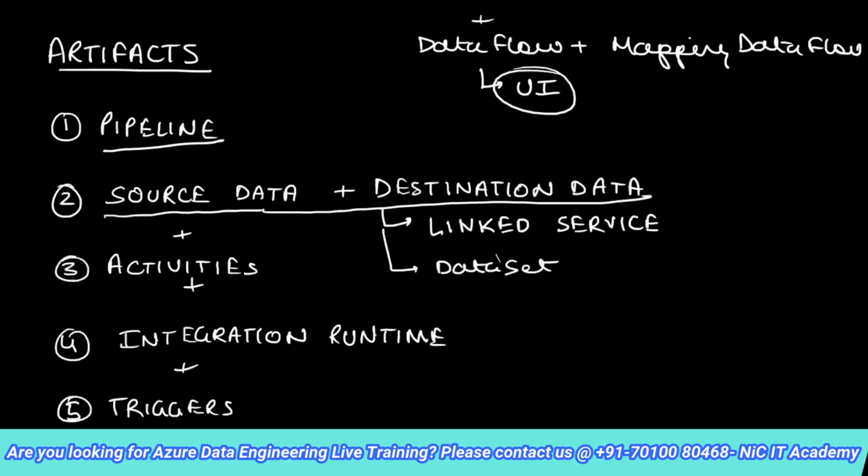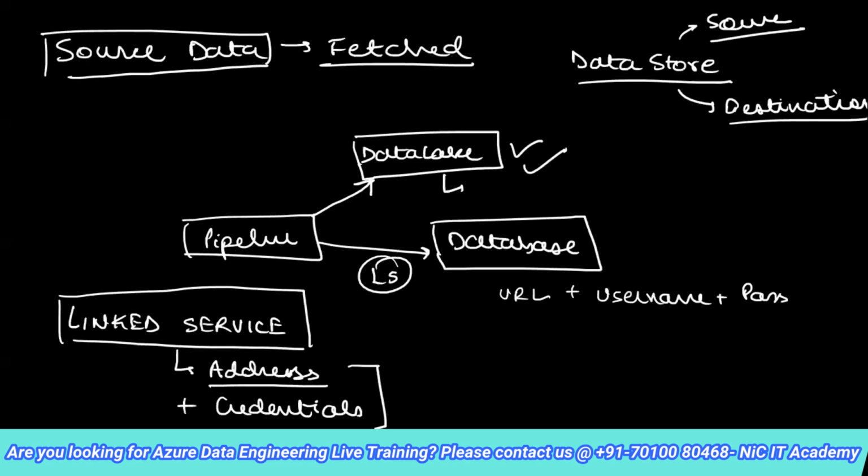To ingest the data, I will need to connect to the source data store. To post the data, to load the data in the destination, I will again need to connect to the destination data store. And this connection that I'm going to make from my pipeline to any data store will be done through a linked service. Is this clear?